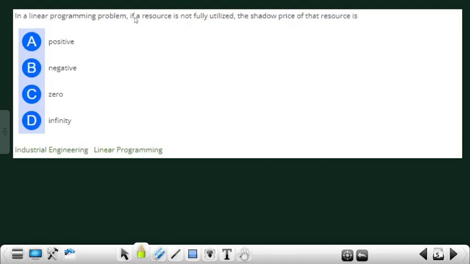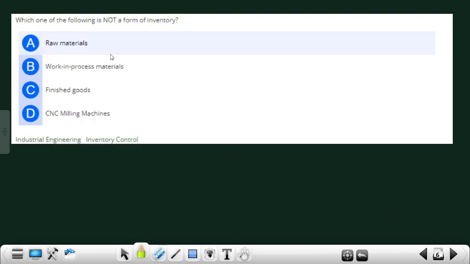In a linear programming problem, if the source is not fully utilized, the shadow price of that source will be positive, negative, 0, or infinite. So in the linear programming problem, if the source is not fully utilized, the shadow price or the dual price of that particular resource is 0. So option C is the correct answer. Next question: which one of the following is not a form of inventory? Raw material, work in process, finished goods, CNC milling machine. CNC milling machine is not a form of inventory.